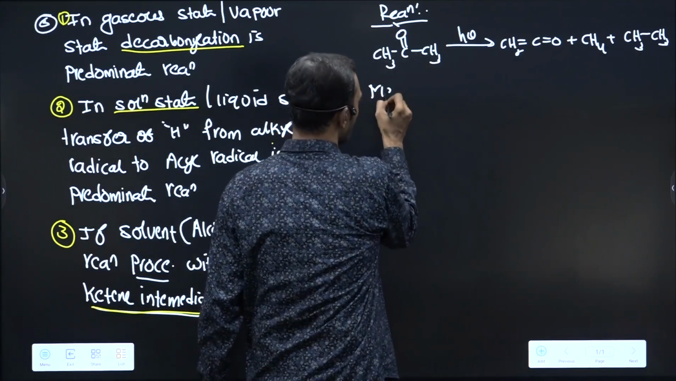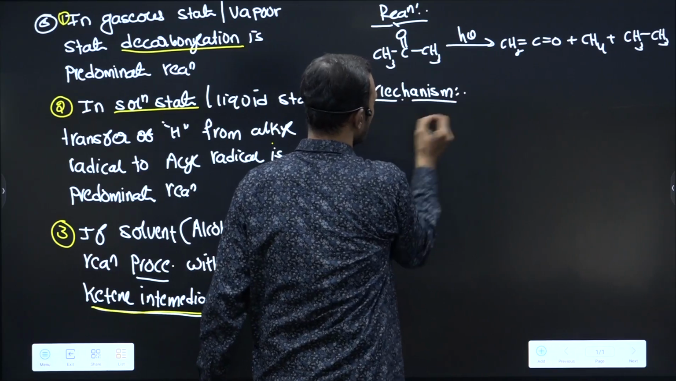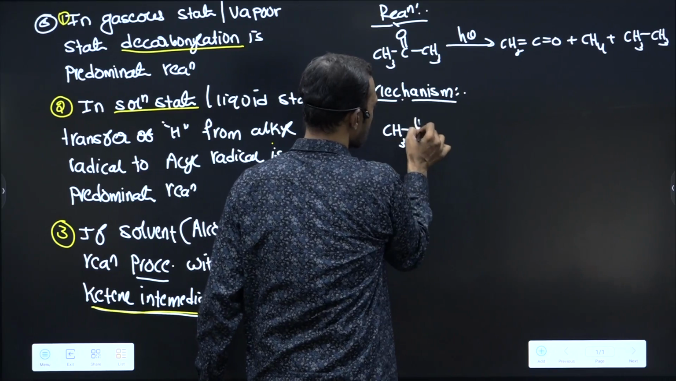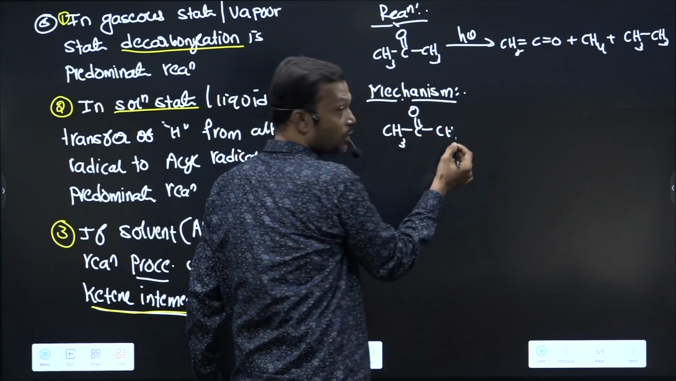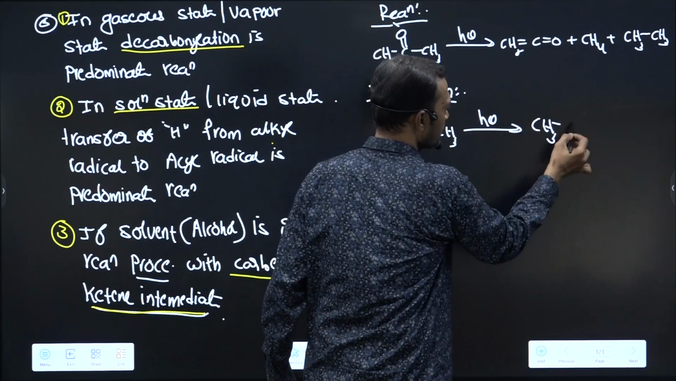So what are the intermediates in this reaction? What is the reaction transition state? Singlet and triplet, but triplet is predominant. So photochemically, what happens? See, this will give singlet.